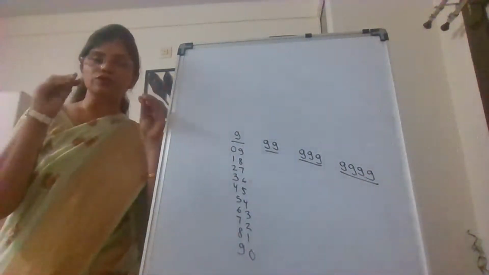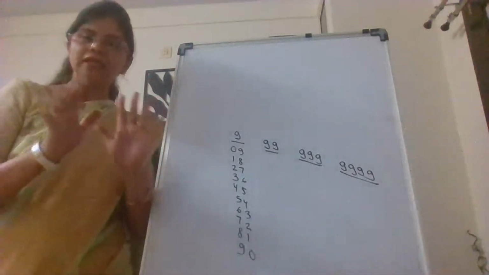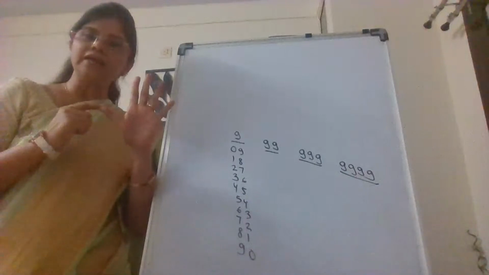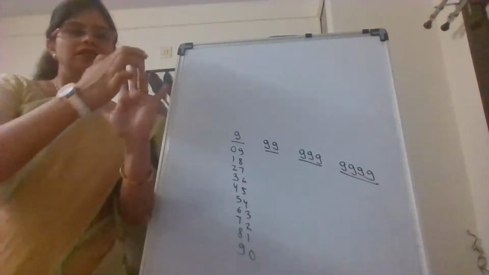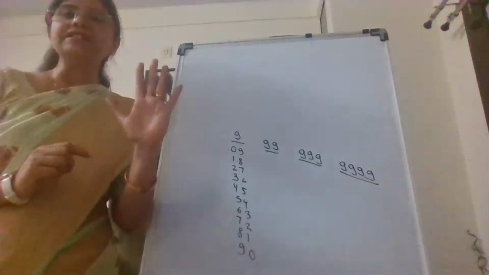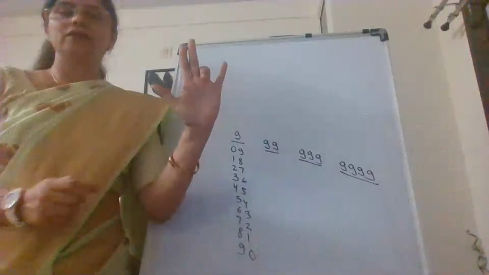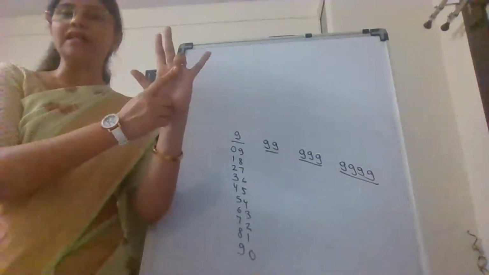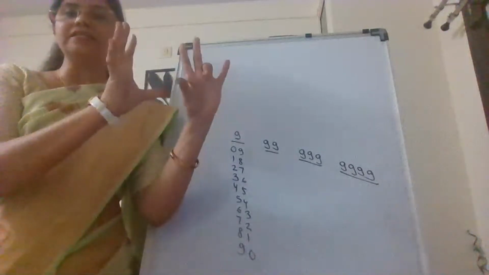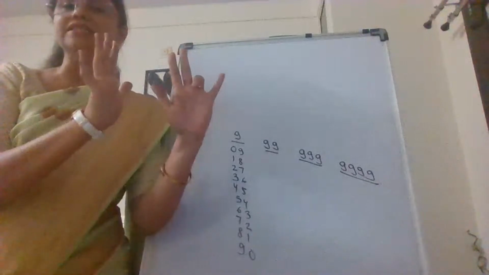Even you may learn the table of 9 through your fingers also. Let me tell you. These are your 10 fingers. This is 1, 2, 3, 4, 5, and this is 6, 7, 8, 9, 10. If anybody asks you what is 9 times 2, just put down this finger. And what's your answer? This is 1 and this is 8. So your answer is 18. 9 times 2 is 18.